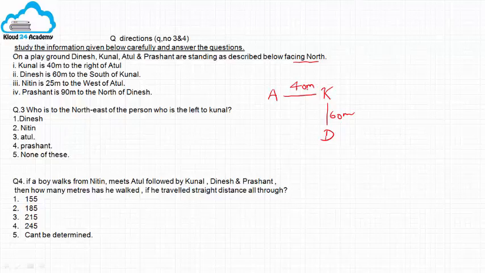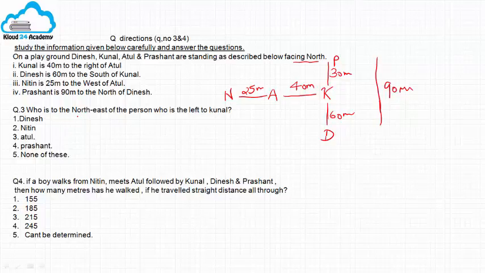Nitin is 25 meters to the west of Atul. So here is Atul. West means left hand side, 25 meters. Here is Nitin. Prashant is 90 meters to the north of Dinesh. So Dinesh 60 is already covered till K. Then for 90 he has to stand at 30-meter distance. So here is Prashant. 60 till K, that is Kunal, and 30 meters more, 90.